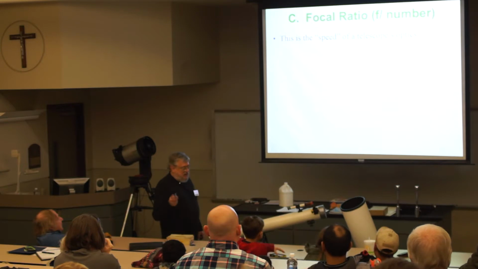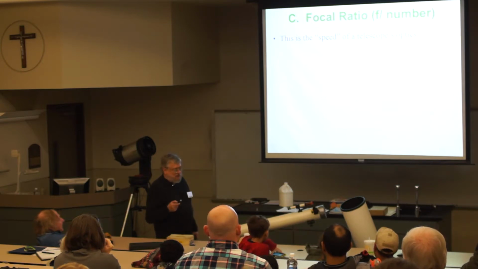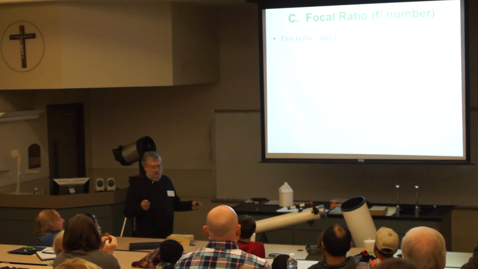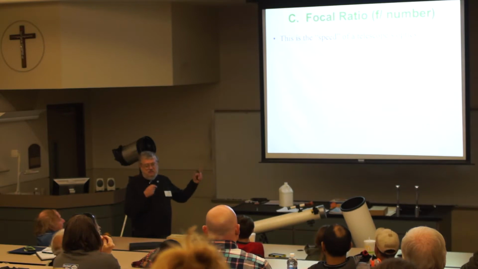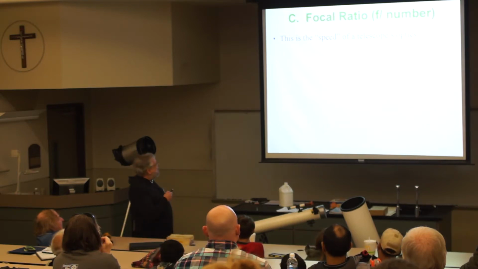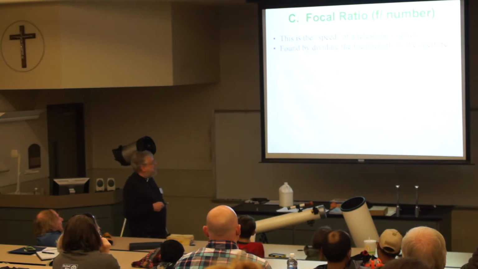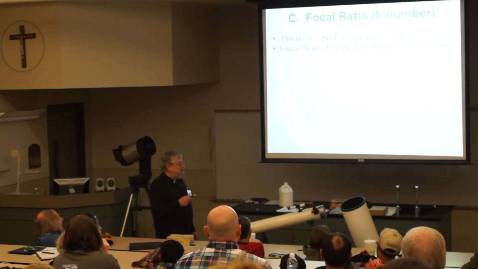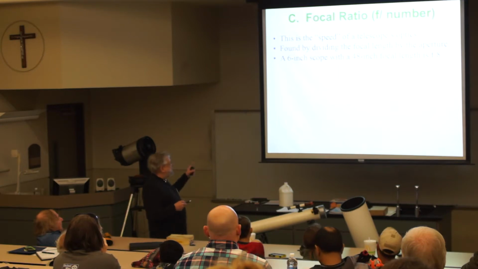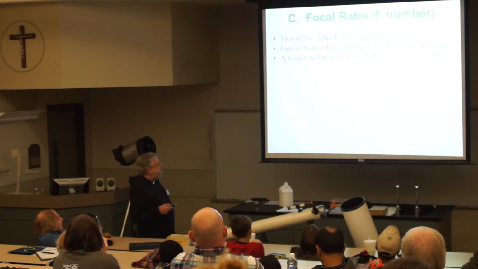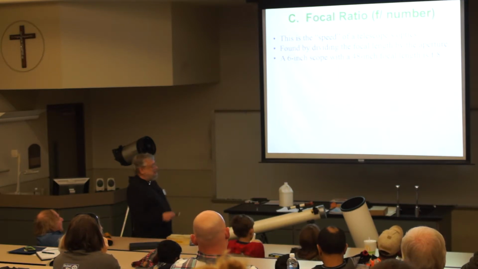Something that may tie to your knowledge of cameras. If you don't know anything about cameras, this won't make much sense, but we'll just pass over it quickly. The speed of a telescope's optics: divide the focal length by the aperture or diameter. So a 6-inch telescope with a 48-inch focal length, 48 divided by 6 is f8.